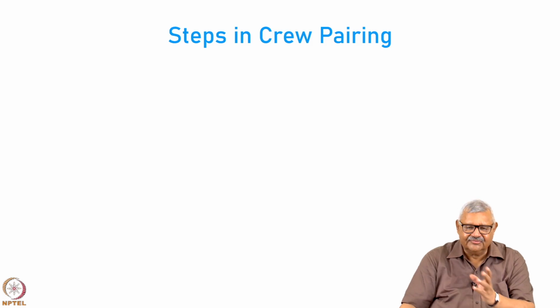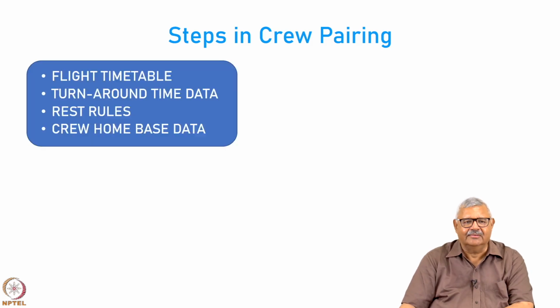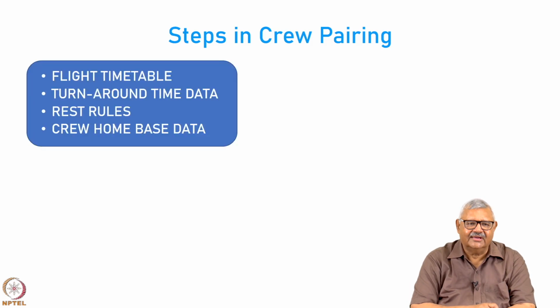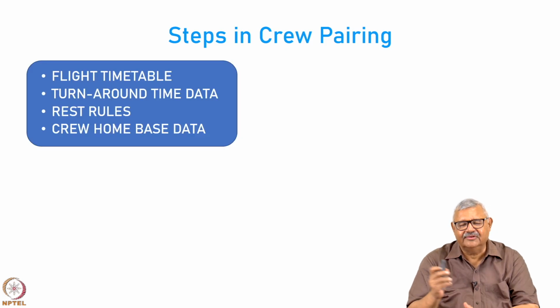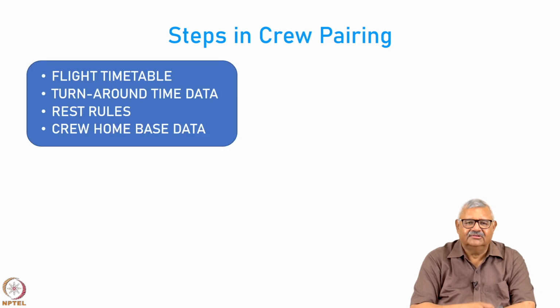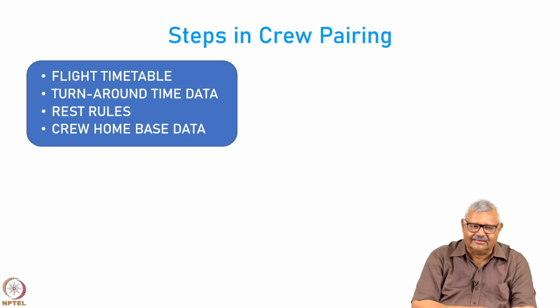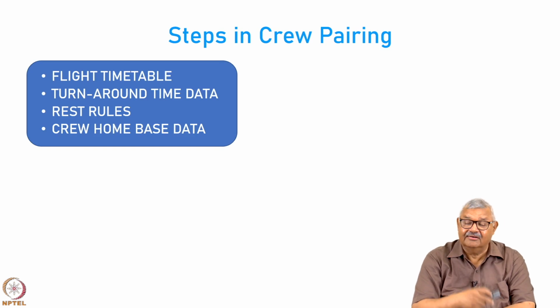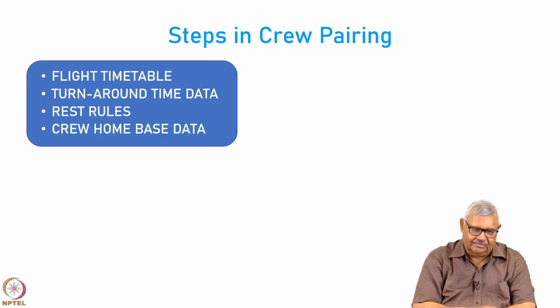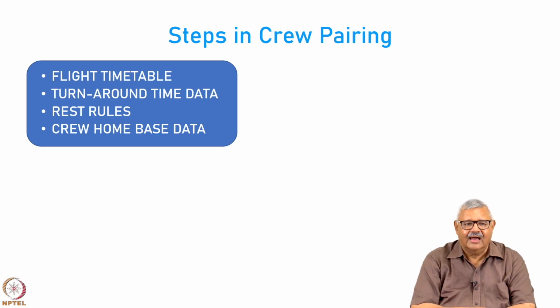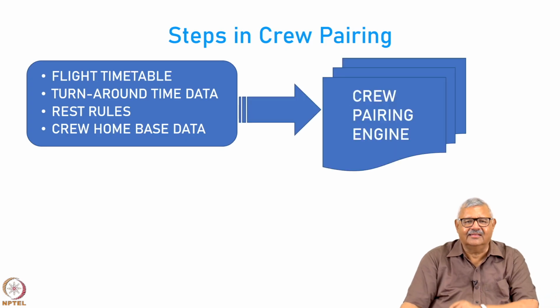Okay. There are some steps in crew pairing to achieve all these aims. First is that you need some data, some information regarding the operations. This information or the inputs come from the flight timetable, turnaround time data. Every airport has a different turnaround time generally, depending on the facilities available. Each aircraft has its own turnaround time. Then there are rest rules which can vary from country to country, and there are crew home database. That means which crew member lives where he or she would like to start and end their flight.